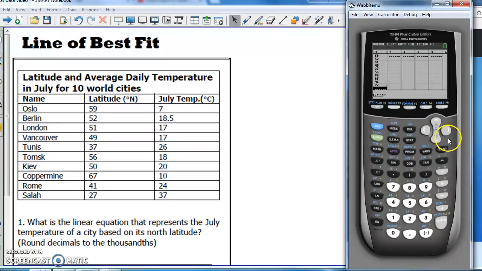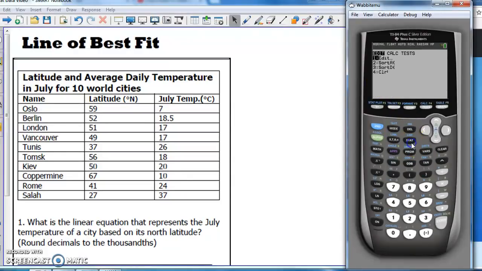Alright, so we put in all our data, and now we're going to go to L2 and put in the second set of data. Again, make sure that your numbers are aligned and that your numbers are correctly plugged in and you didn't skip anything. Alright, so it looks like all my numbers are matched up: 27, 37, 41, 24, 67, 10, 50, 20.